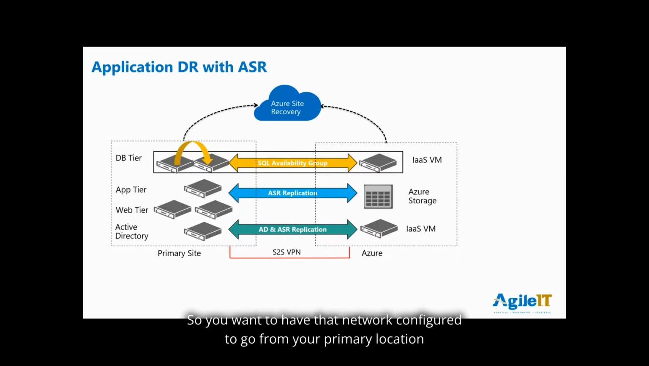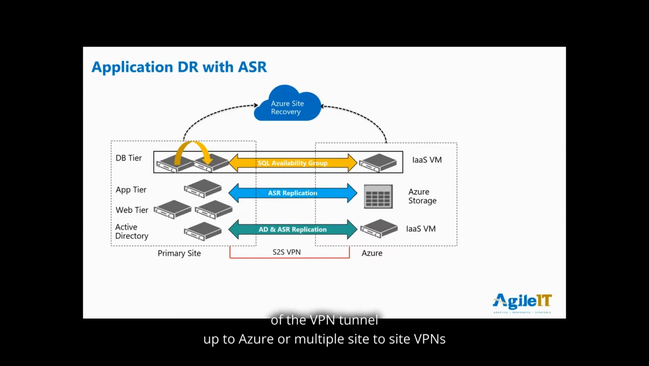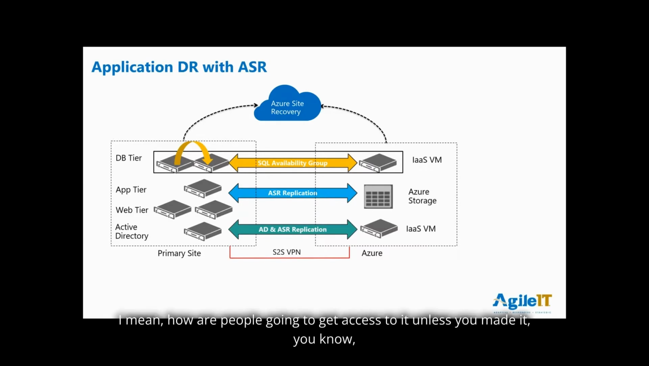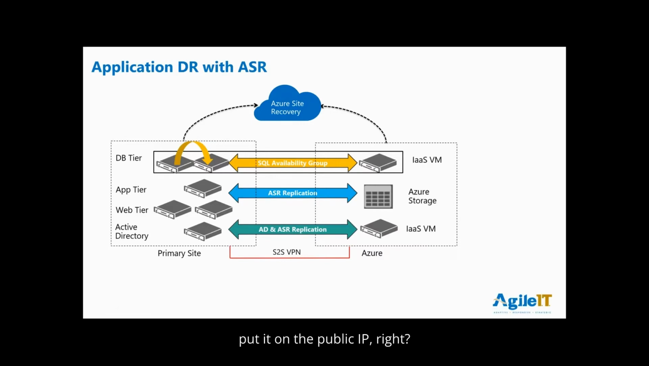So you want to have that network configured to go from your primary location up to the VPN tunnel up to Azure, or multiple site-to-site VPNs if you're servicing multiple branch locations. So this is just an abstract view of one. Right, but that's important because if you have a line of business application that's used internally, now that's on the cloud and there's no connection to it. I mean, how are people going to get access to it unless you put it on a public IP, right?